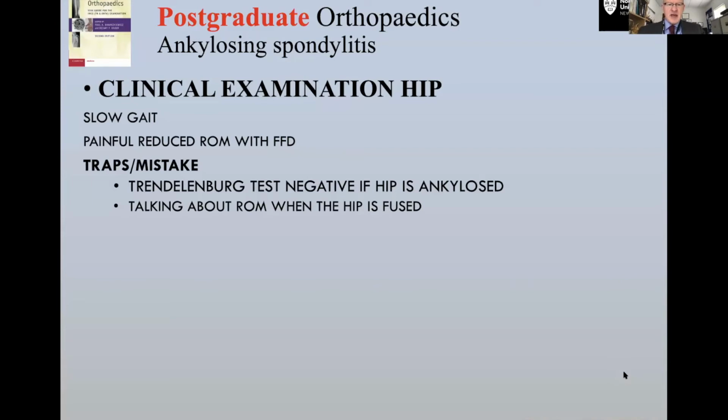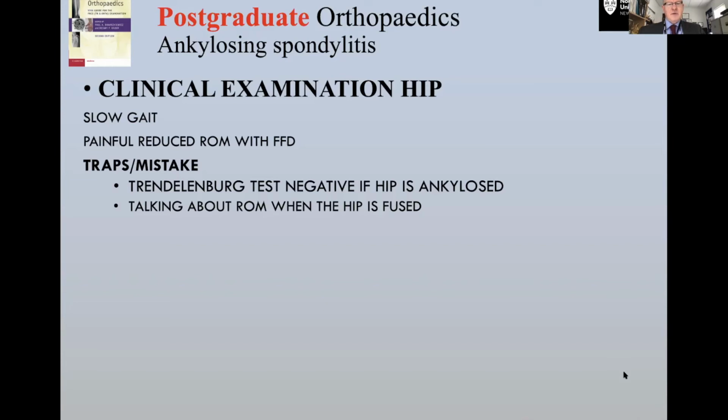With hip examination, patient will usually walk slowly. Remember, in the back, higher order thinking: is there cervical myelopathy present? Be on the lookout for that. There's usually painful reduced range of movement with a fixed flexion deformity. A big trap and mistake is to say that the Trendelenburg test is positive. This is where you can get a negative Trendelenburg test. The hip is ankylosed. It's a false positive. It won't move.